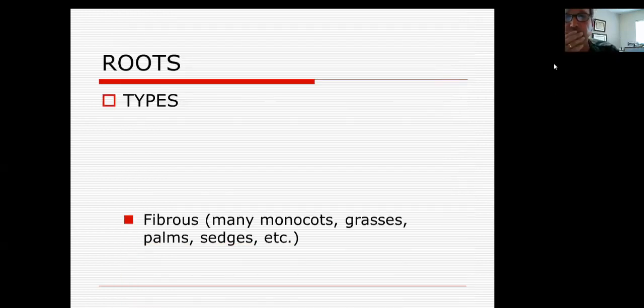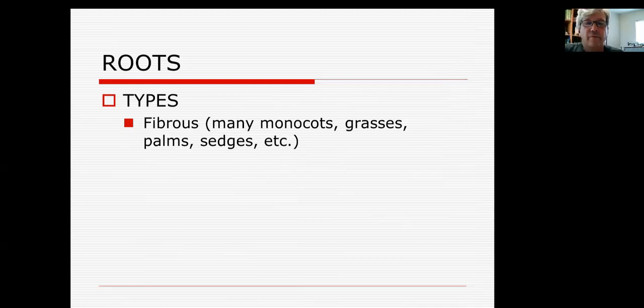Root types. When we look at roots, we're going to look at roots, stems, and leaves. In root types, we talked about two different ones. We talked about fibrous roots, which are the grasses. Our monocots fall in that, but that's also our palms and those sedges. Remember, we talked about sedges. They also have fibrous roots. A lot of those are basically about the same size.